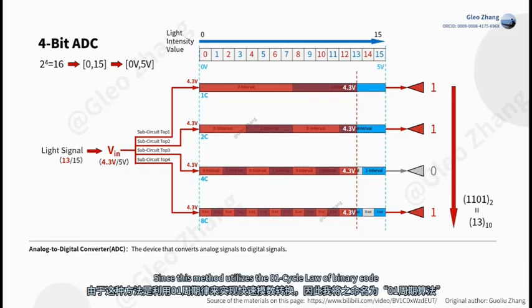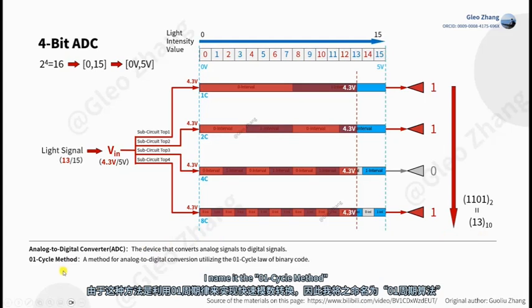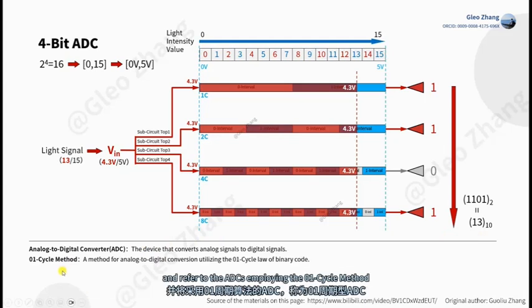Since this method utilizes the 0-1 circle law of binary code to achieve rapid analog to digital conversion, I named it the 0-1 circle method, and refer to the ADCs employing the 0-1 circle method as 0-1 circle ADCs.